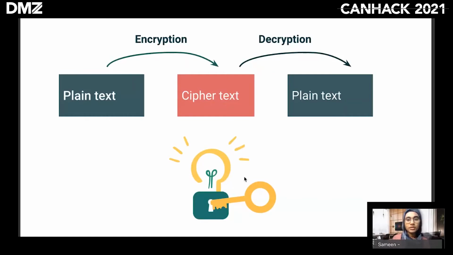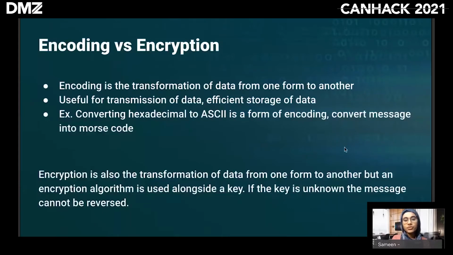It's really vital to protect the keys and to make sure that they remain secret and protected. Let's talk about encoding versus encryption, because oftentimes the two of them are confused. Encoding is the transformation of data from one form to another, and it's for useful transmission of data and efficient storage of data. So you transform the data into a different format, but you don't need a key to decrypt that data.